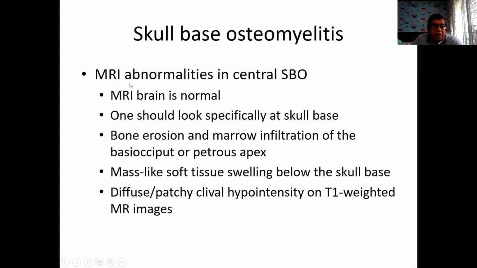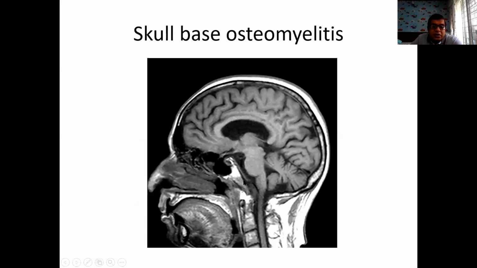I am not going into detail on the MRI abnormalities, but one has to look at the clivus in this patient. The clivus on T1 is usually always hyperintense. If there is some hypointensity in the clivus anywhere, or if the complete clivus is hypointense, then one has to suspect central skull base osteomyelitis. In this patient, you see that only half of the area is hyperintense, the rest is iso or hypointense. So that's the typical feature of central skull base osteomyelitis. So this is in our patient.